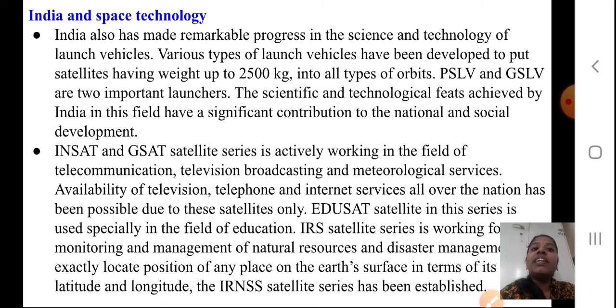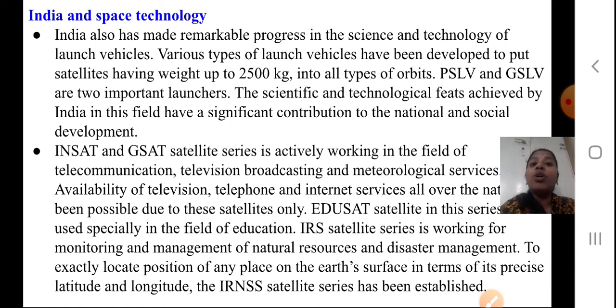The INSAT and GSAT satellite series are actively working in the field of telecommunication, television broadcasting and meteorological services. Availability of television, telephone and internet services all over the nation has been possible, students, only due to these satellites. The EduSat satellite in this series is used specially in the field of education. The IRS satellite series is working for monitoring and management of natural resources and disaster management.